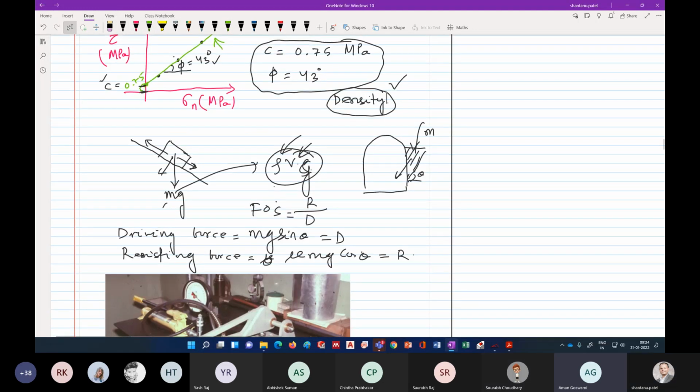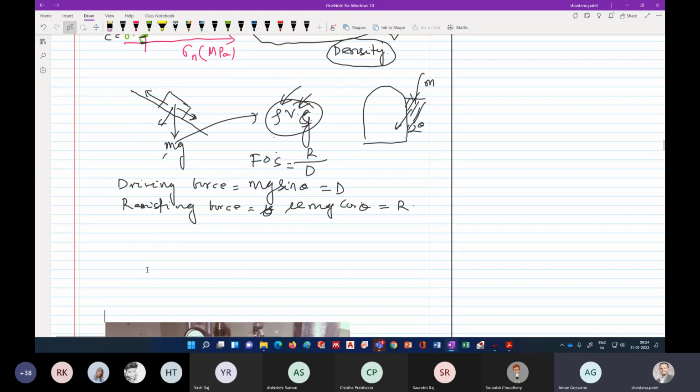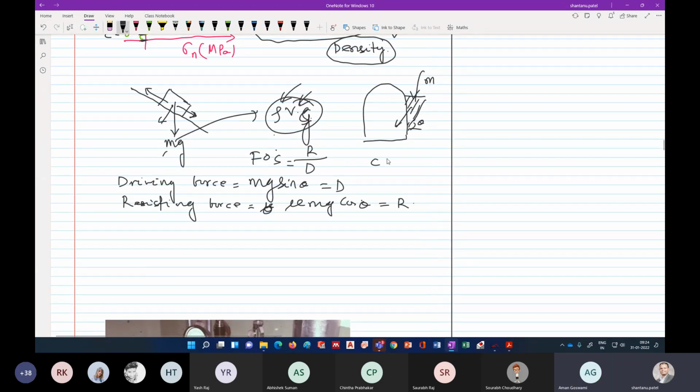So what I'm saying is, let's say you are designing this wedge, right? So density is one of the things. Along with C and phi, we need the density of the rock also, right? But if you divide this, m gets cancelled, g gets cancelled. So mu cos theta by sin theta is your factor of safety. FoS is factor of safety.